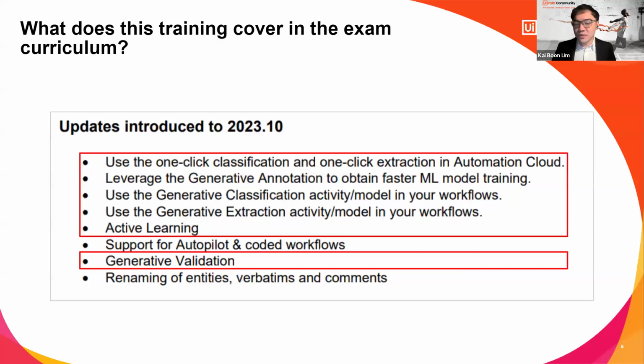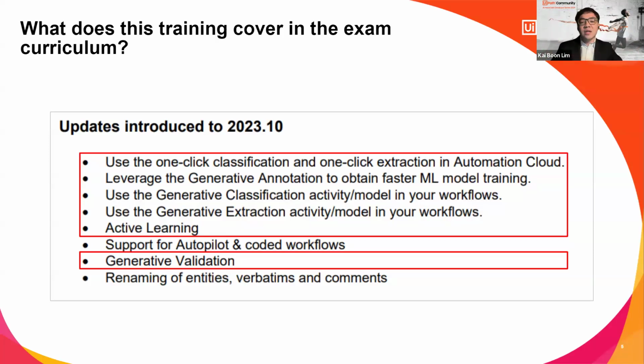Okay, so in terms of the curriculum, all this has been taken from your associate developer curriculum plan. It's all the way at the bottom after Studio, if I'm not wrong. So there will be a few questions. I'm not sure exactly which portion or what's the weightage of questions that will come from this particular section, but mainly we are covering one-click classification, one-click extraction in Automation Cloud. So this is more on the Studio Web portion that you'll see later, right? Leveraging generative annotation. So this is the part or the hands-on that I'll show you during the build portion of active learning. Generative classification, generative extraction, and also active learning, right?